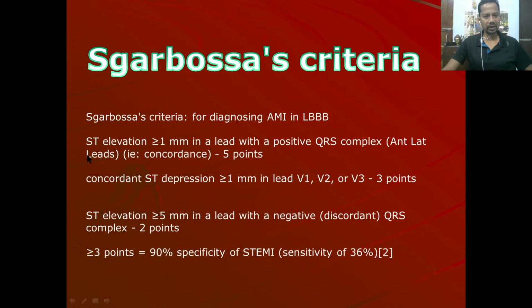So that is ST elevation in the lateral leads. Concordant ST depression of more than 1 millimeter in V1, V2, V3 carries 3 points. 5 points for ST elevation in lateral leads where there was ST depression. Then ST elevation of more than 5 millimeters in leads with a negative or discordant QRS complex, 2 points. Now again this is just the first point. So 3 points positive means 90% specificity for STEMI, ST elevation MI, and sensitivity of 36%.